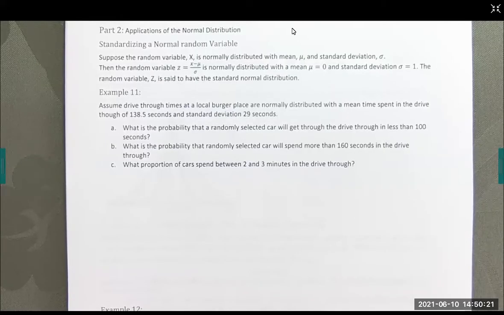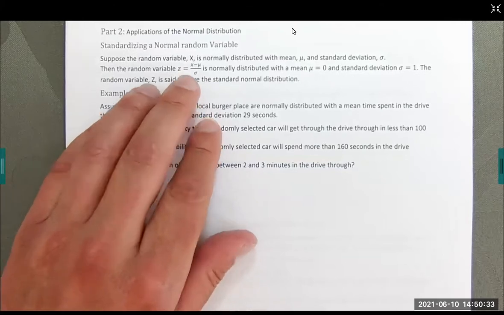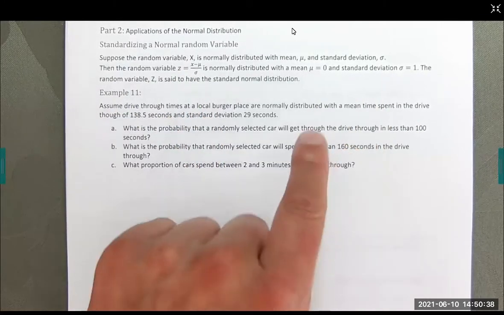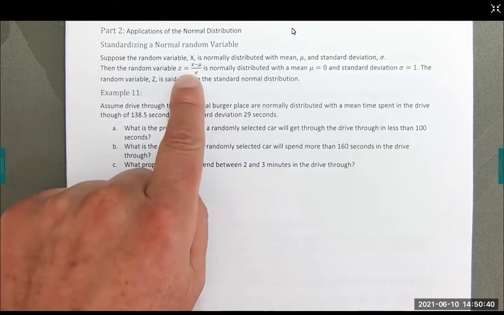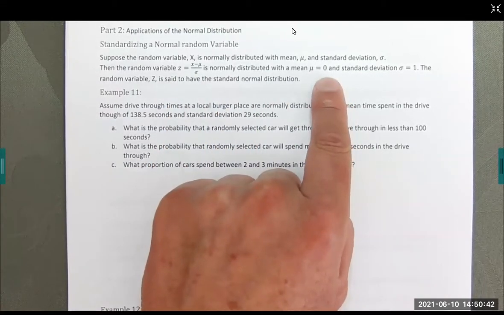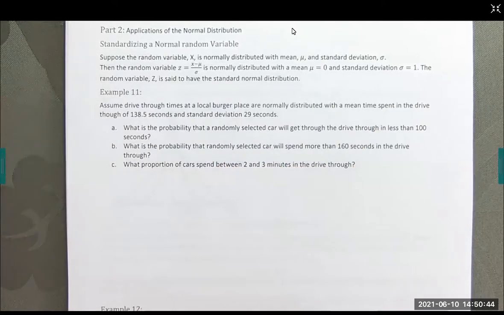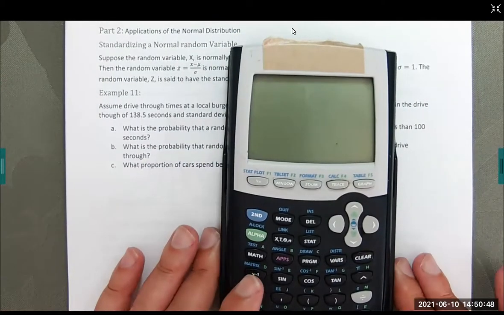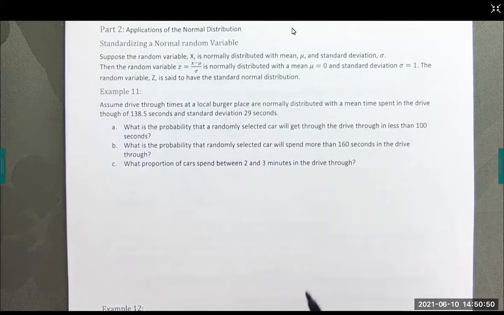All right, welcome back. We are on part 2 of module 6, and what we're going to do is talk about standardizing a normal random variable. What we used to have to do with information was change it using the z-score so that the mean was 0 and standard deviation was 1. Our technology has changed enough that we don't need to do that anymore.